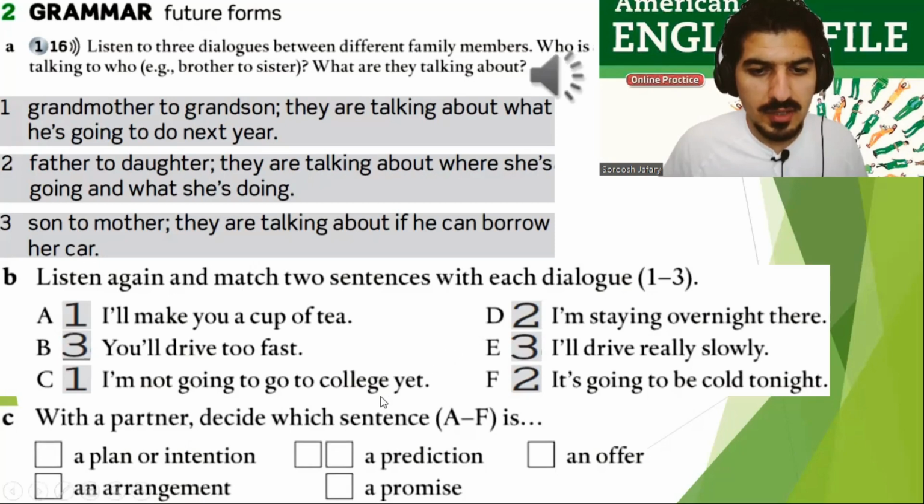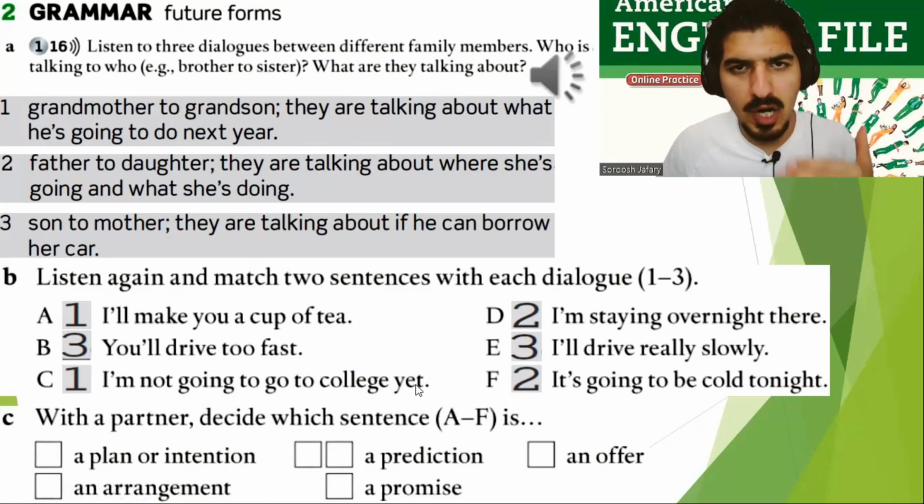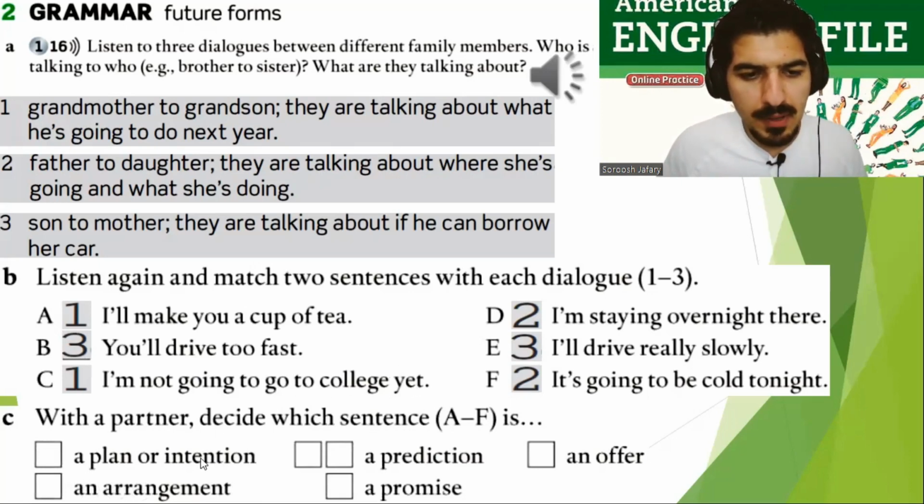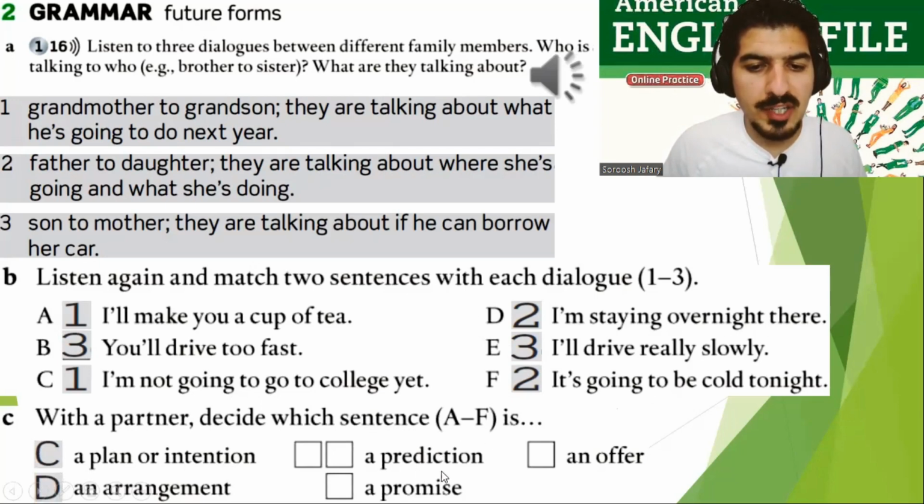Now, with a partner, decide which sentence from A to F is, for example, a plan or intention. All right, we have the sentences over here. Let me help you. I'm your partner. A plan or intention. C. I'm not going to go to college yet. Going to college is a plan. An arrangement. D. I'm staying overnight there. Now, which ones are predictions? B and F. You'll drive too fast and it's going to be cold tonight.